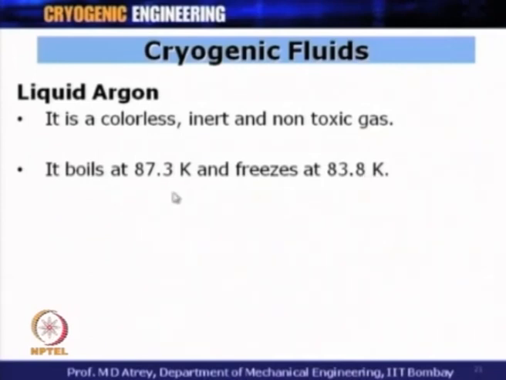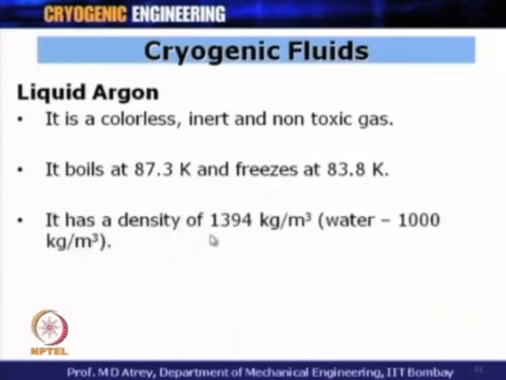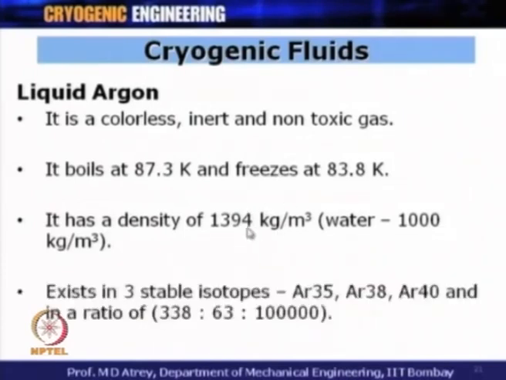As I mentioned earlier, one should see the difference of only 5 Kelvin between the boiling point and the freezing point. It has a density of 1394 as compared to water at 1000. So you can see that it's a very dense liquid. It exists in 3 stable isotopes, 36, 38 and 40.